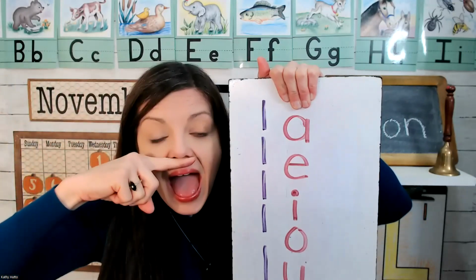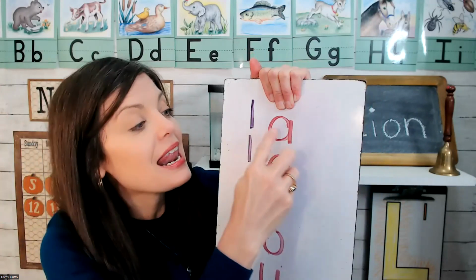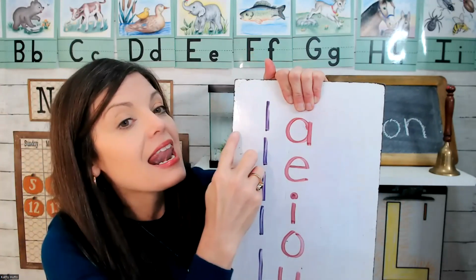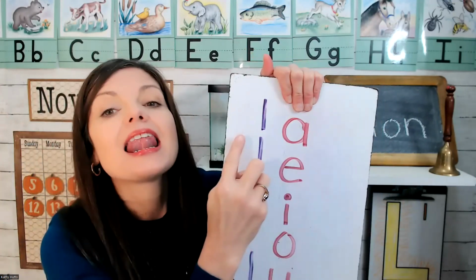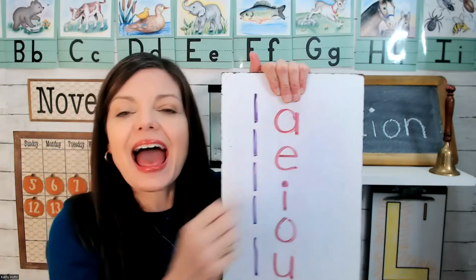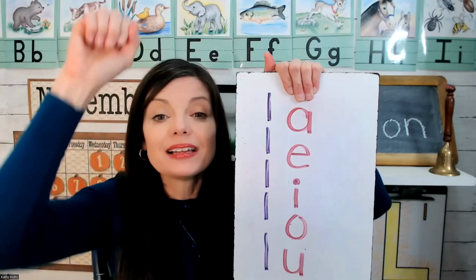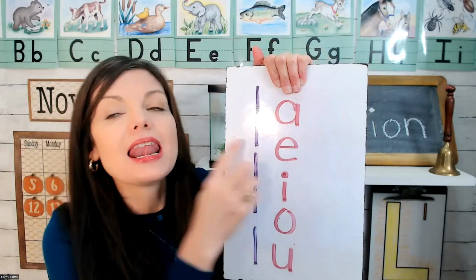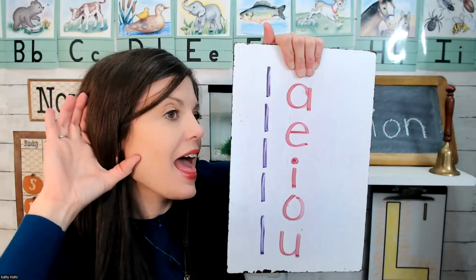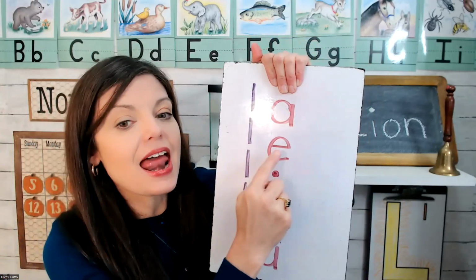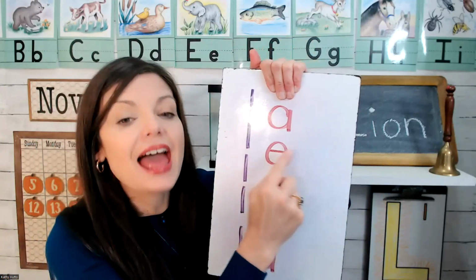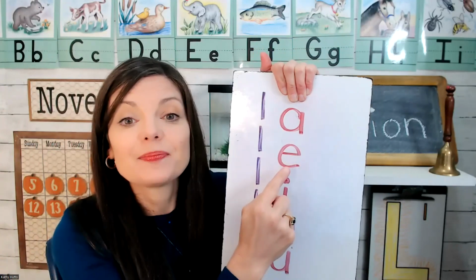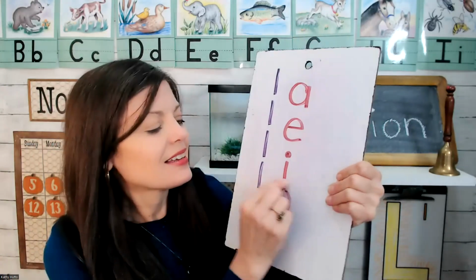L, ah, L, ah, la, la, la, like ladder, climb the ladder. Now let's try L with E. L, le, le, like leg. Let's do the next one.